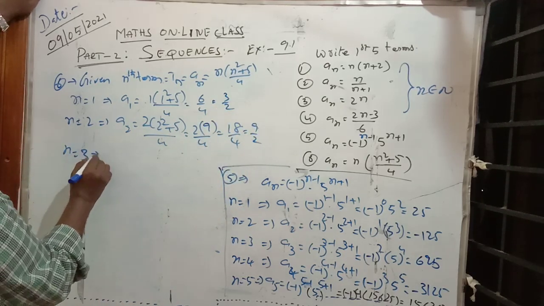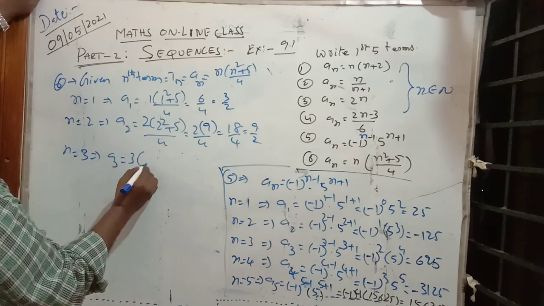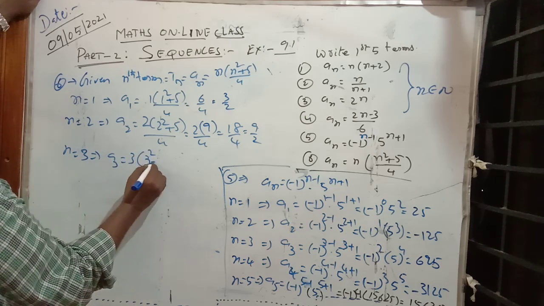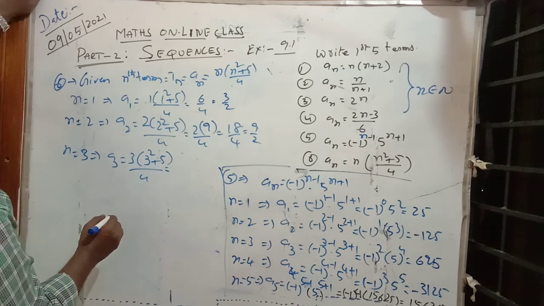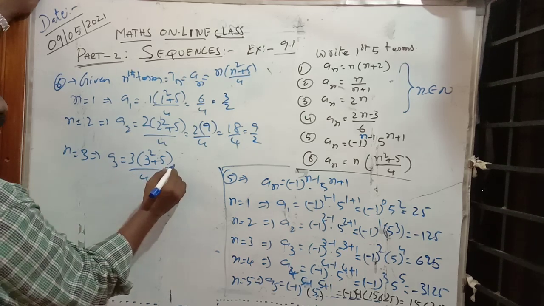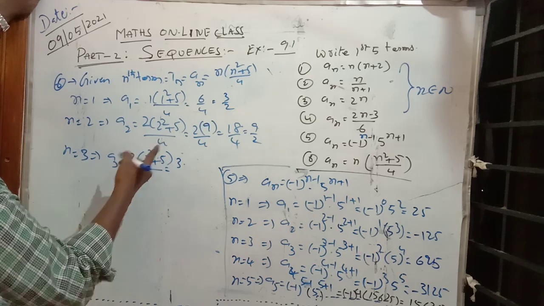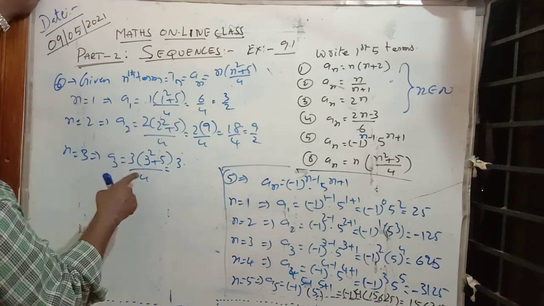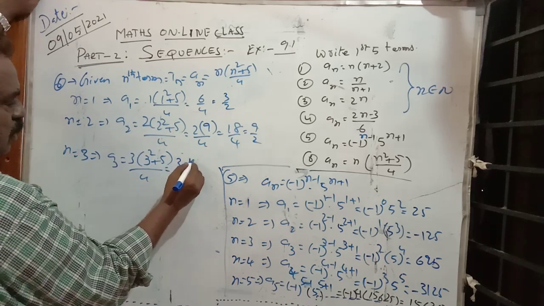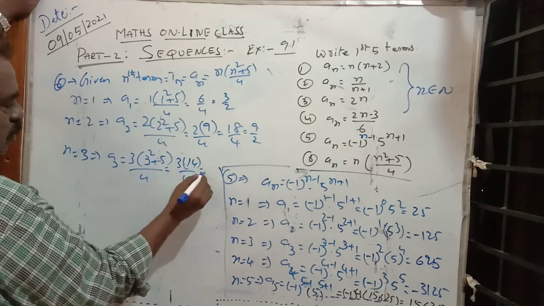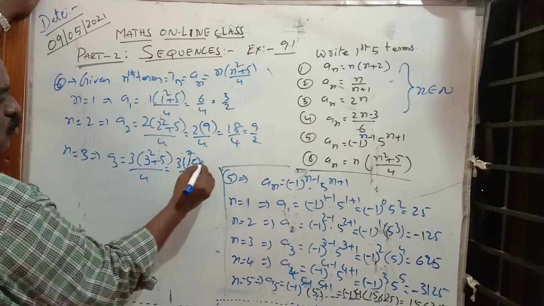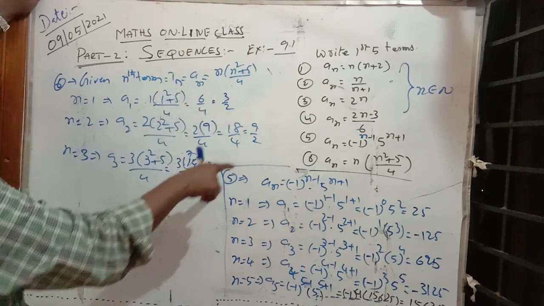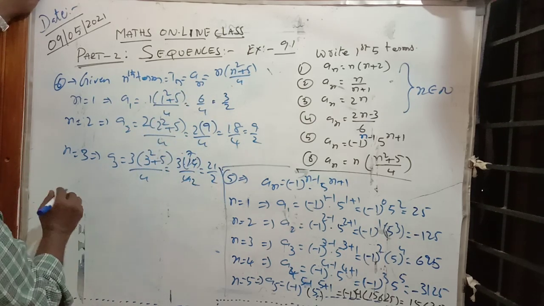N is equal to 3, A3 is 3 of 3 square plus 5 by 4. Here it is 3 into, 3 square is 9, 9 plus 5 is 14, by 4. That is 7 by 2, so it is 21 by 2. All denominators are by 2.